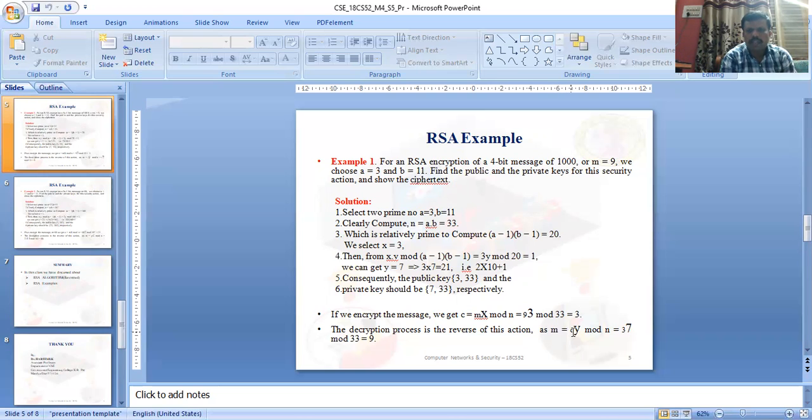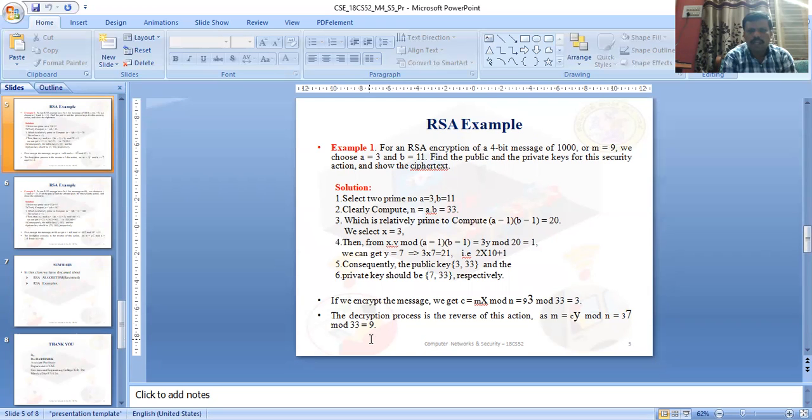You can take the ciphertext to the power of y and mod n. The ciphertext is 3, and the y value is 7. So you take this y value and mod with again 33. This 33 value should be known by both sender and receiver. That is the reason for the 33 value. So we will get back 9, the plain text. So the message is 100, that is a binary message, or m is equal to 9 we will get back.